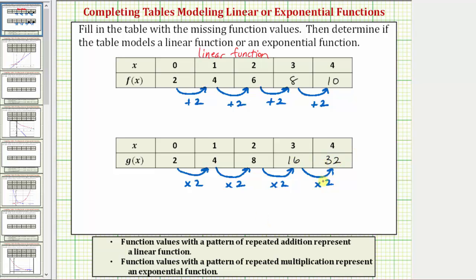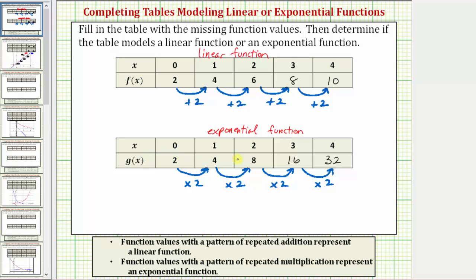So because the pattern is repeated multiplication, we now know the second table, or g of x, is an exponential function. We can say that g of x is multiplied by 2 each time the input or x value increases by 1.